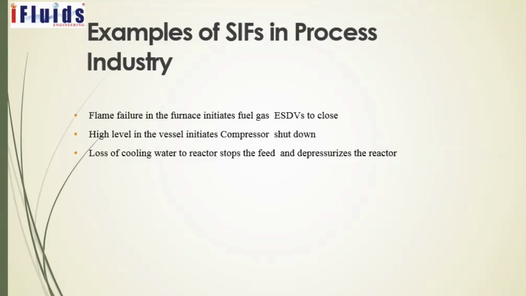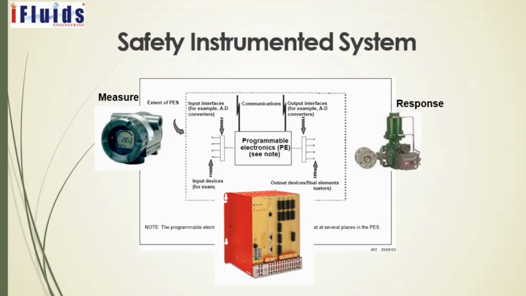So examples of SIF, safety instrumented function, in process industry. Flame failure in a furnace initiates the fuel gas ESV to close. So when there is a flame failure, we are not supposed to allow fuel gas into the furnace. So there will be an ESD, it will close. So this is an example of a SIF. High level initiates the compressor shutdown. Loss of cooling water to reactor stops the feed and depressurizes the reactor.